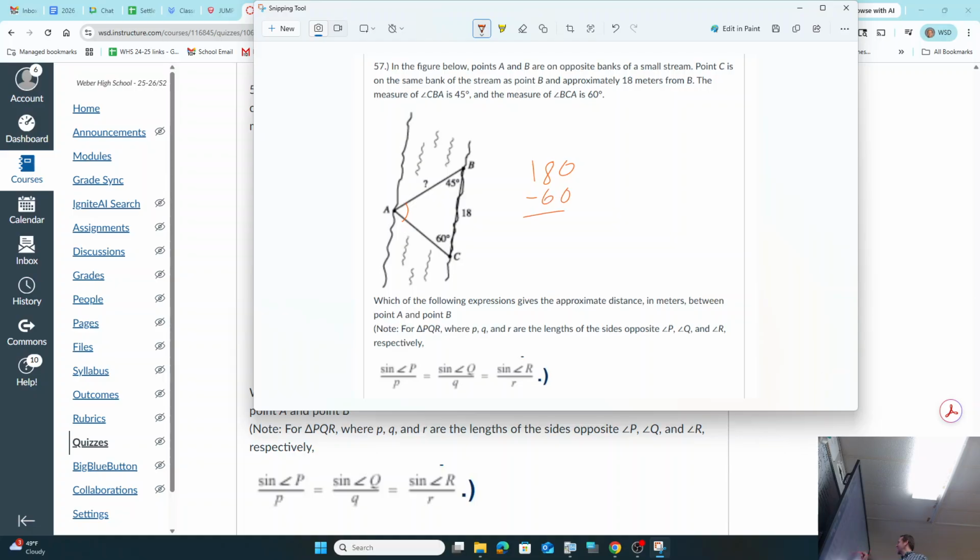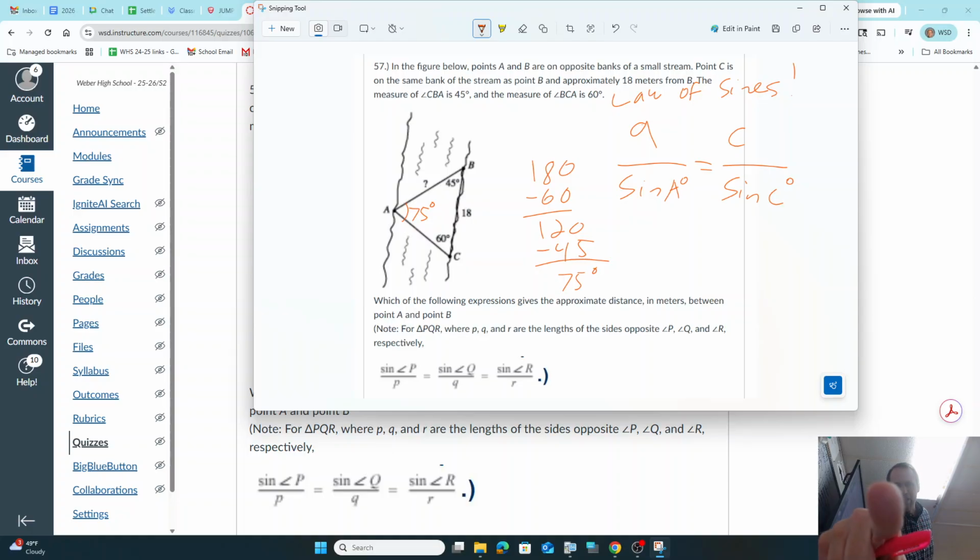So 180 minus 60 is 120. Minus 45 is 100. Minus 20 is 80. So that's going to be 75 degrees. And then we go sine, or you can actually flip it. So you can do A over sine of its angle is equal to C over sine of its angle. It's called the law of sines. So we're going to learn that soon. Law of sines.